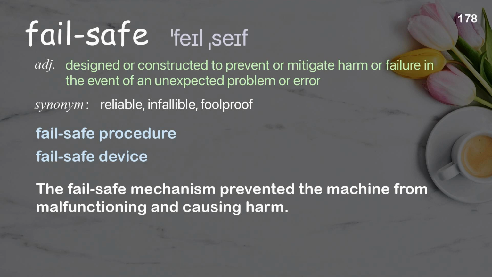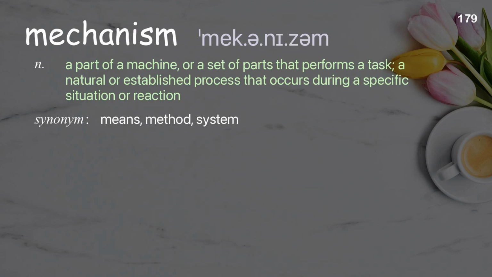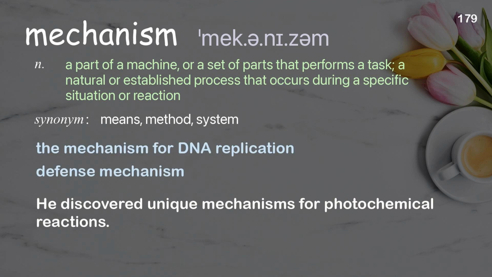Mechanism. A part of a machine, or a set of parts that performs a task; a natural or established process that occurs during a specific situation or reaction. Examples: The mechanism for DNA replication. Defense mechanism. He discovered unique mechanisms for photochemical reactions.